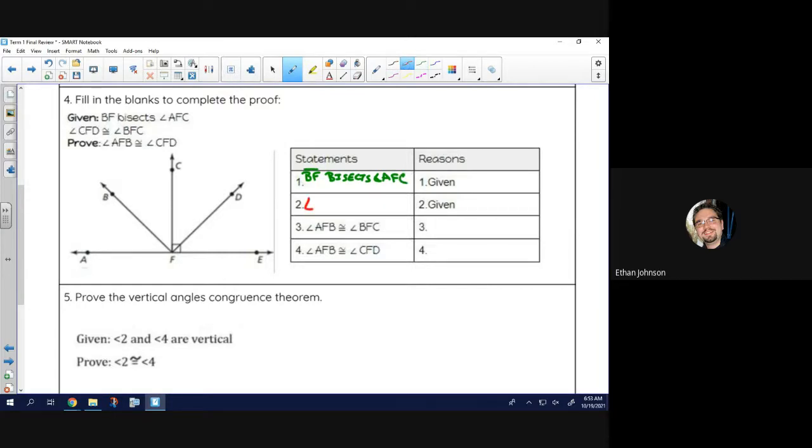And then my other one says angle CFD is congruent to angle BFC. And now looking at my third statement, it says angle AFB is congruent to angle BFC. Now looking, that is the 2 halves of angle AFC. And looking back up at our givens, we had a vocab word. So this must be then the definition of that vocab word, the definition of bisect.